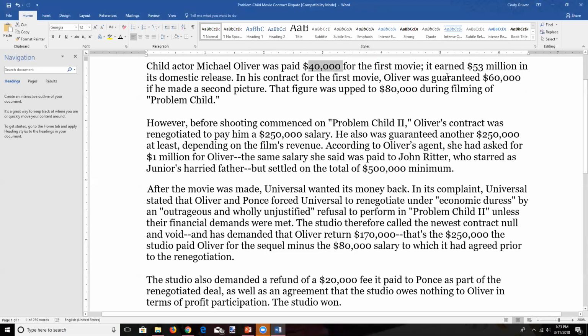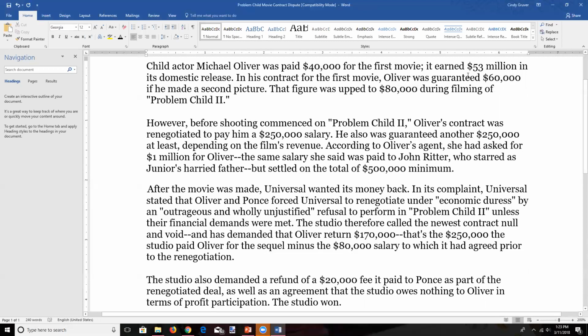When they go in to do the remake, the studio agrees to increase Oliver's pay from $60,000 to $80,000. Kind of a, hey, you did a great job, Michael. We want to acknowledge that. I guess it should be Problem Child 2. Okay, but before they actually start shooting Problem Child 2, Oliver's family renegotiate the contract, and basically they say to the studio, Michael's not showing up.